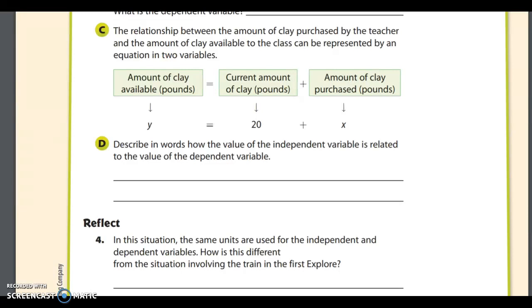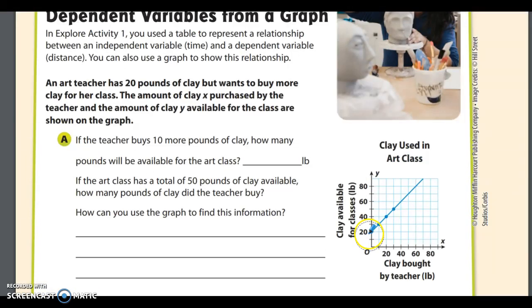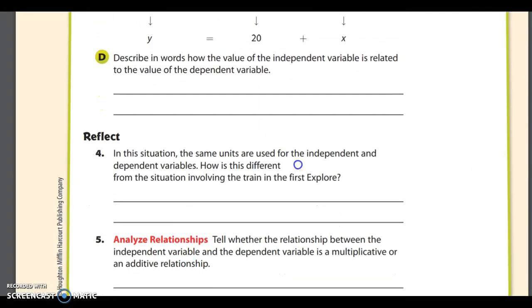D says, describe in words how the value of the independent variable is related to the value of the dependent variable. Well, let's go back and look at it real quick. This first point right here is over 0, up 20. The second point is over 10, up 30. The third point is over 20, up 40. The fourth point is over 30, up 50. So every one of those numbers, the amount of clay available is always 20 greater than the amount of clay the teacher bought. And so that's what we're going to write here for D.